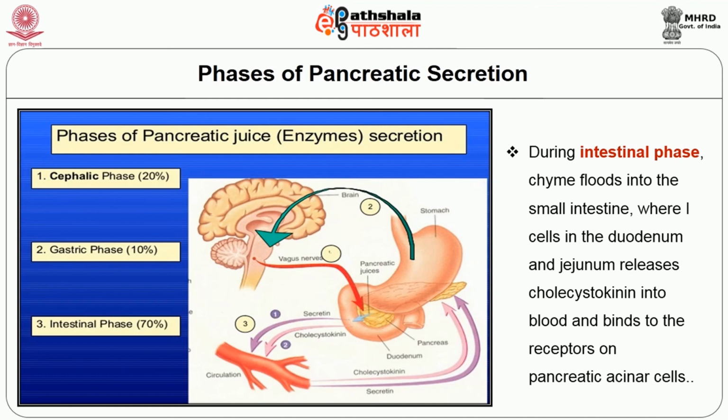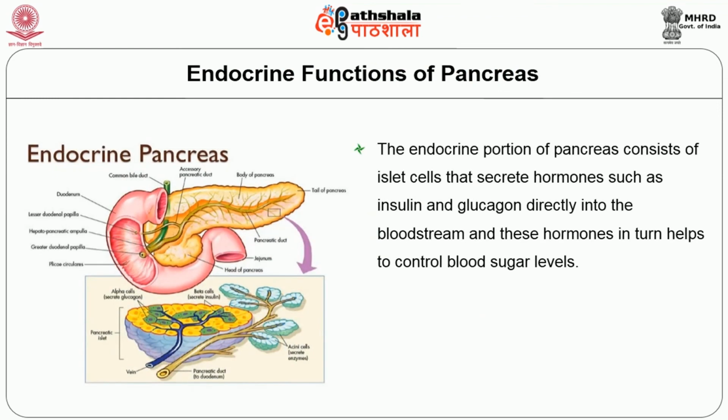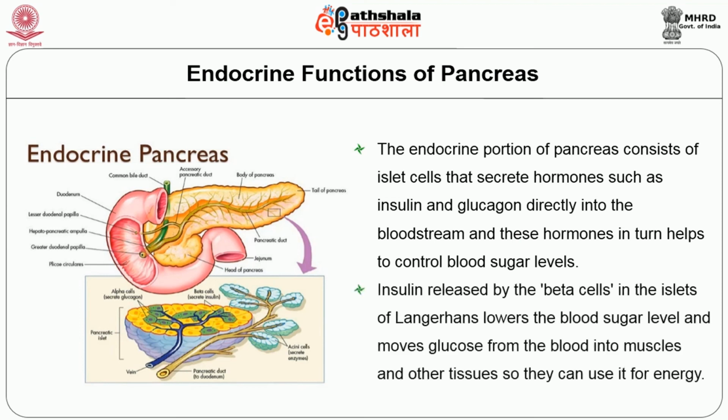The gastric and intestinal phases are controlled by hormones. The endocrine functions of the pancreas consist of islet cells that secrete hormones such as insulin and glucagon directly into the bloodstream, and these hormones in turn help to control blood sugar levels.